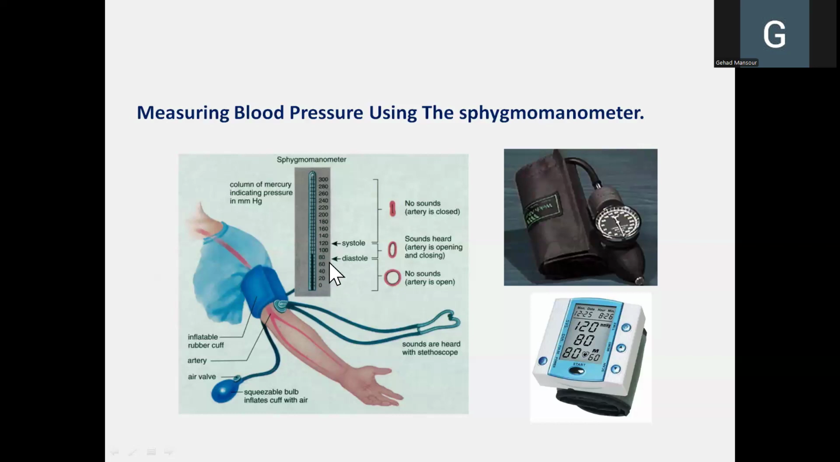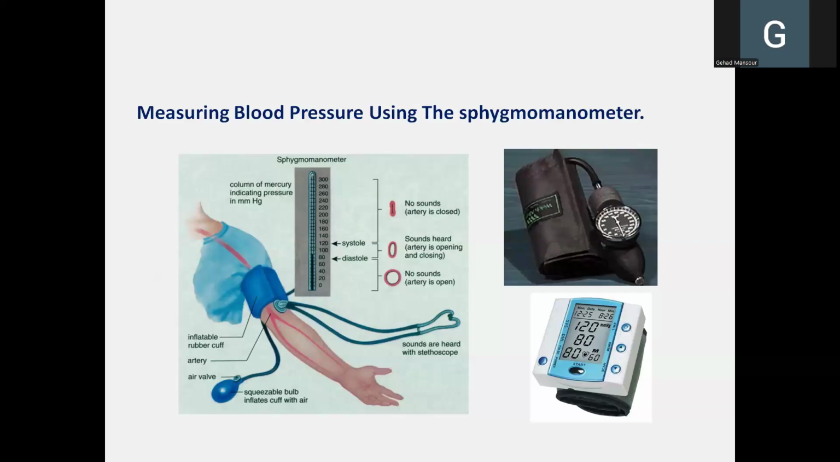If you no more hear any sound at 80, then 80 is the diastolic pressure. So you start inflating until you hear no more sound, for example, at 200, then 200 is the systolic pressure. You start deflating until you no more hear sound at 80, then 80 is the diastolic pressure.